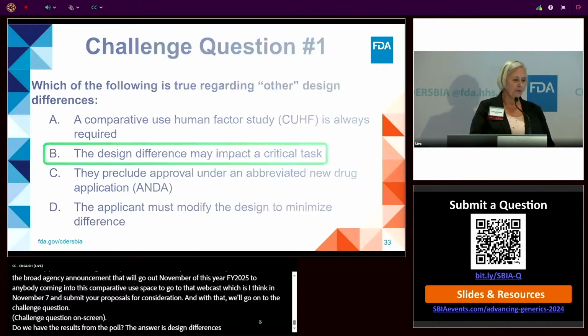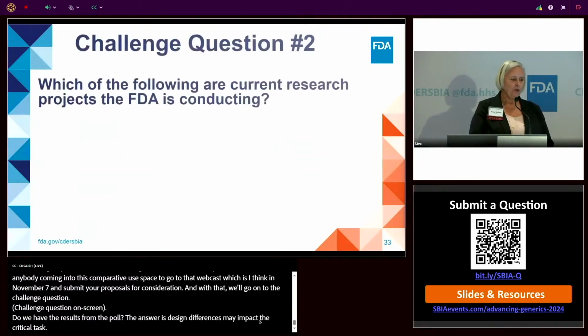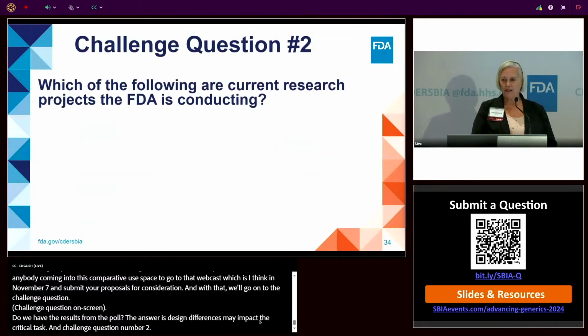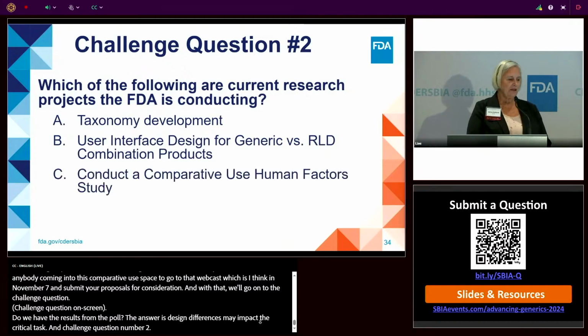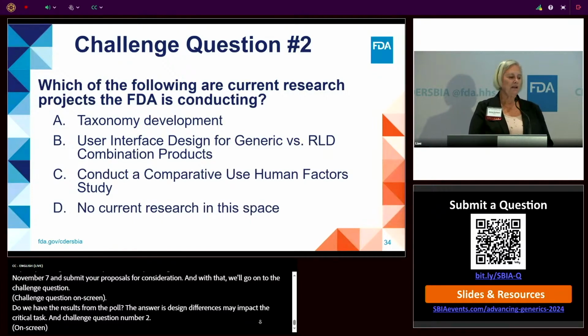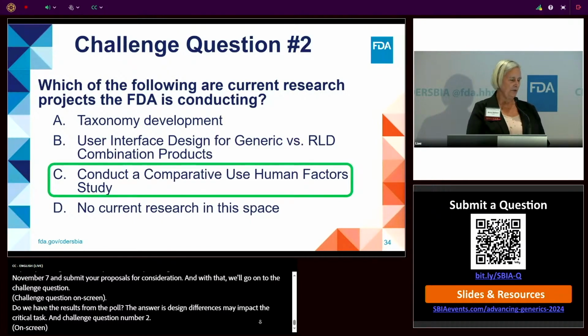And challenge question number 2. Which of the following are current research projects that the FDA is conducting? The taxonomy development, the user interface design for generic versus combination products, a comparative use human factors study, or there's no current research in this space? And the answer for that is we are in the process of conducting a human factors study.